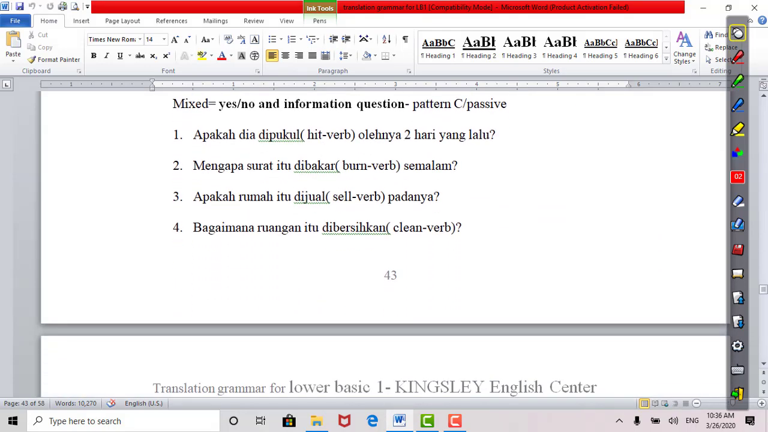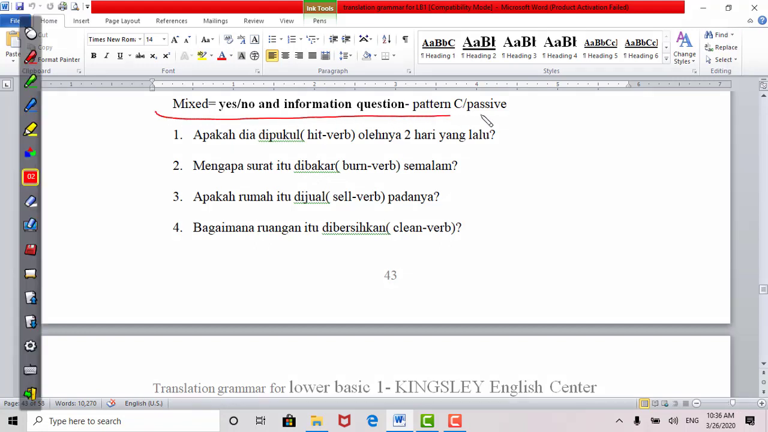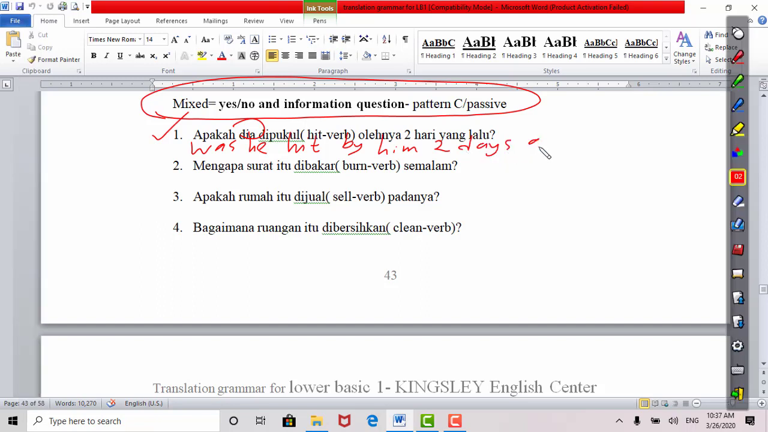We go to this. This is the exercise using a mix of yes or no and information questions. Okay? If apakah, you have to put was or were first. Was or were first. But here is dia. Was he hit? Verb 3? Yes, same. Become hit. Was he hit by him 2 days ago? Alright?